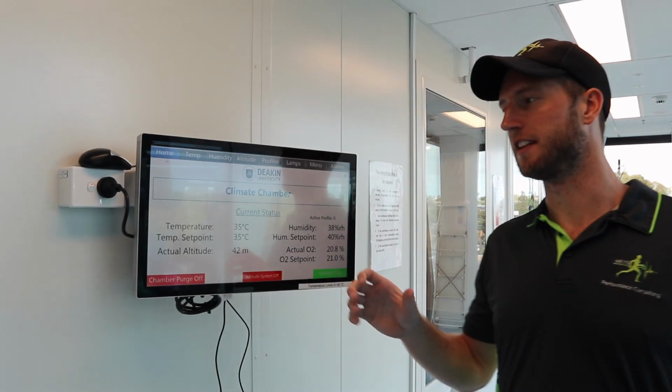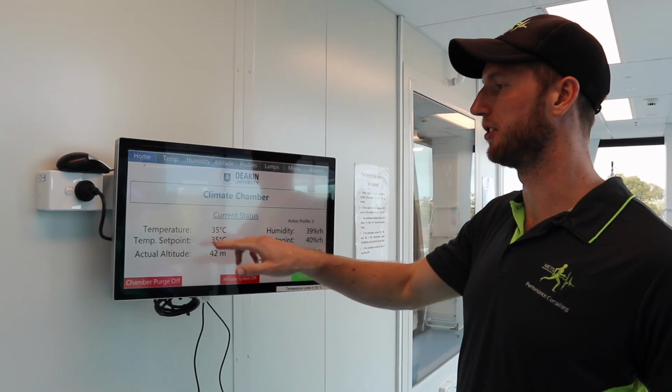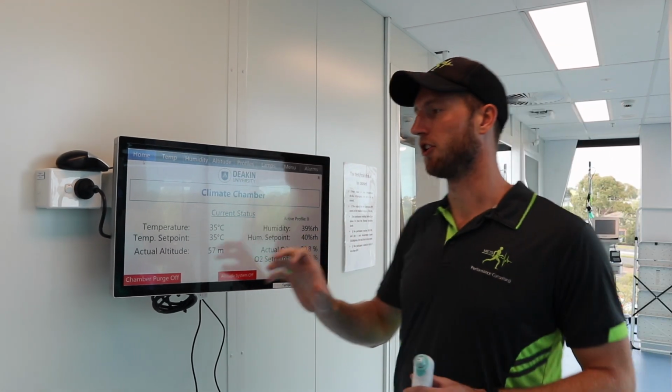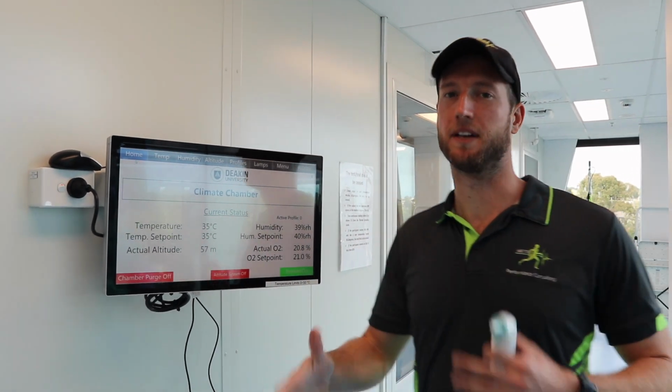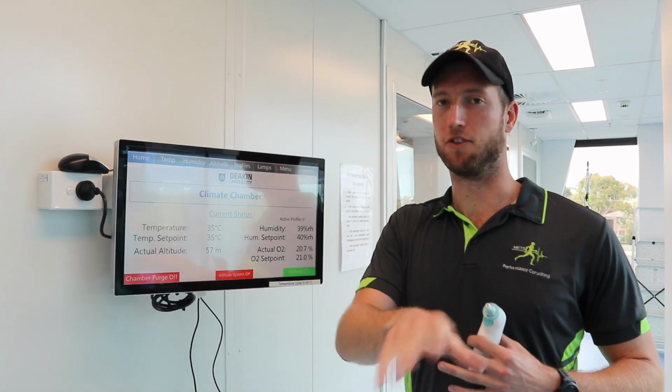We're going to use the heat function now. So normal altitude, but higher temperature. So we're set at 35 degrees Celsius and at 40% humidity. Tyler's going to do the exact same testing protocol and we're going to measure his differences in acute responses compared to hypoxia, so high altitude, and the normal environment.